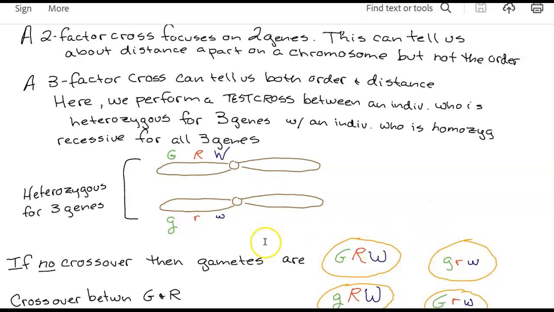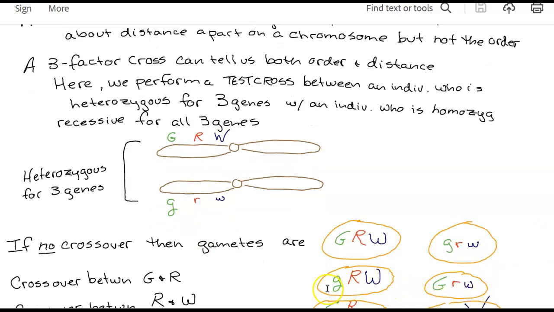But if there is crossover, during prophase 1 of meiosis, if there's a crossover between the G and the R, then in theory we can get a gamete that would have the recessive form of G plus the dominant forms of the R and W, and then another which would have that capital G with the R and W as the recessive forms.